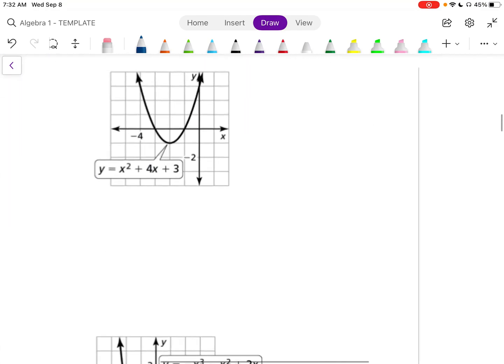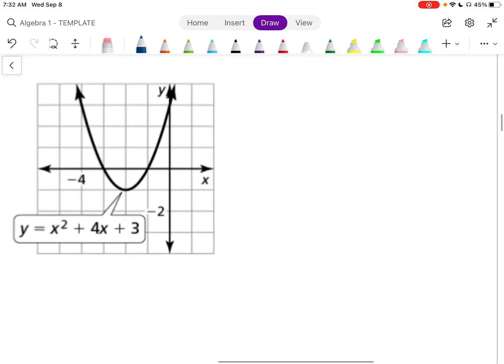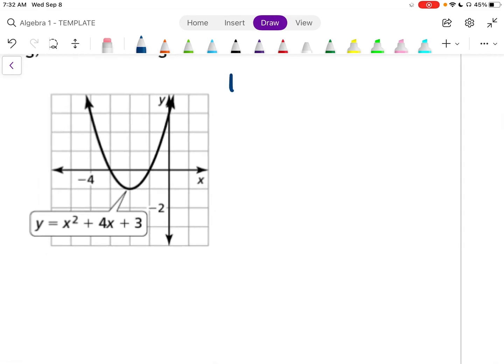All right, next column here. So we're talking about positive, negative, increasing, decreasing. Positive, here we need to look at our x-intercepts, excuse me, right there. I'm going to label this. This is at -3, and that one's at -1.